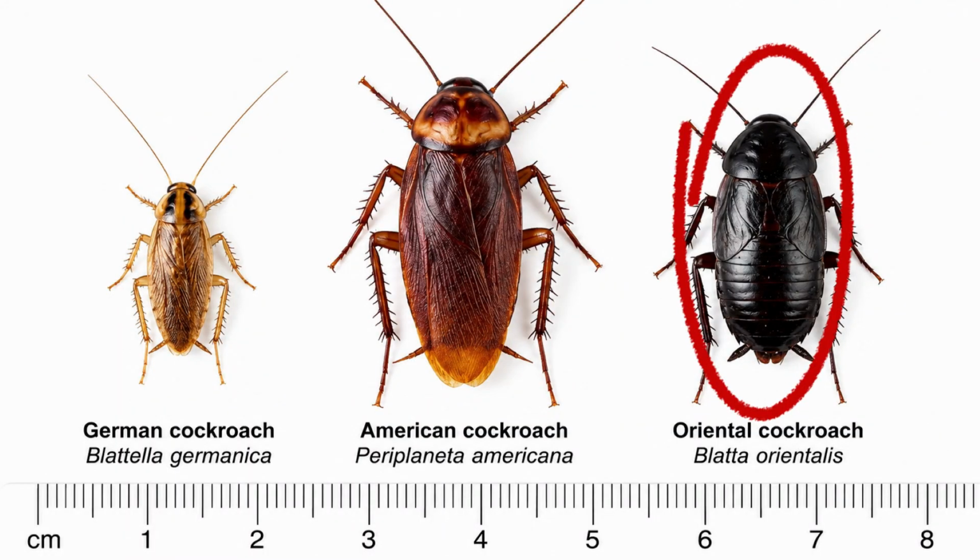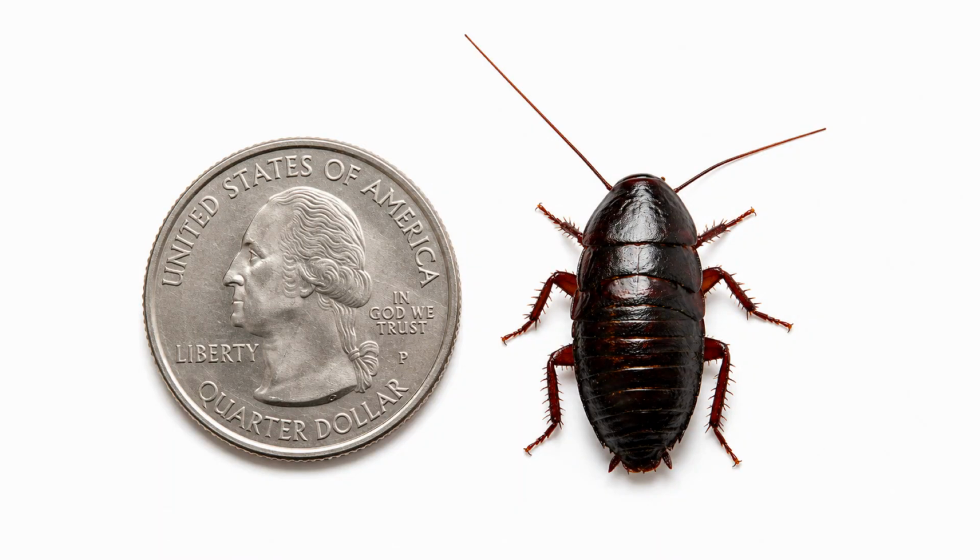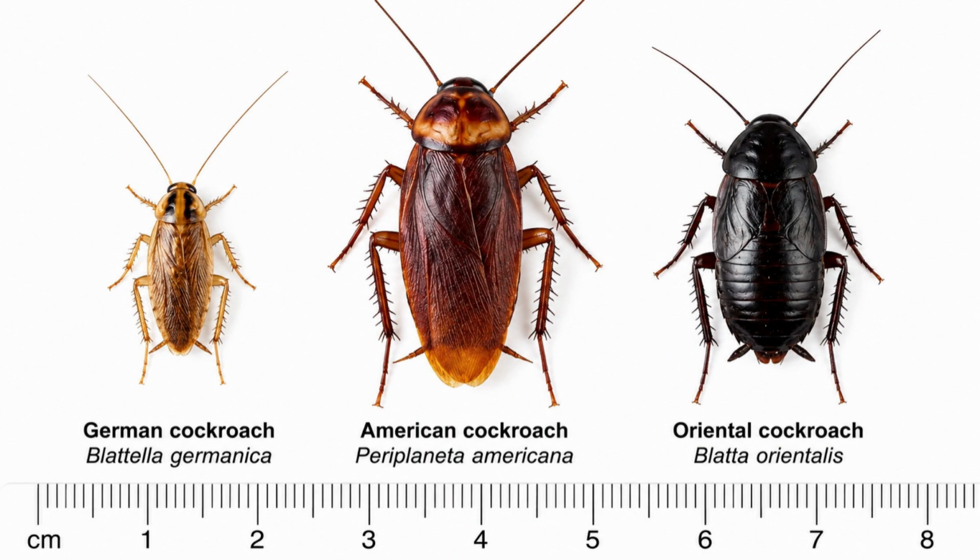Now, let's talk about that last roach, the Oriental roach. Now, see this quarter right here? The Oriental roach is going to be about half an inch. Could be smaller, could be a little bigger, but typically a half inch. So remember, German's the smallest, American's the biggest, and then Oriental is going to be the medium-sized roach.